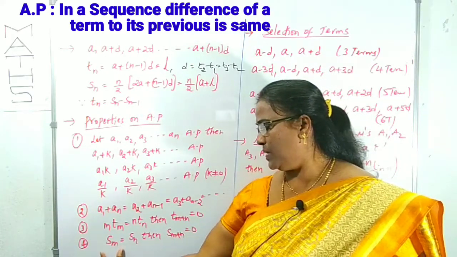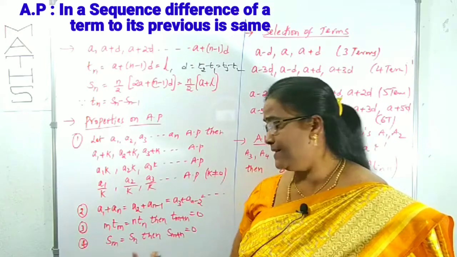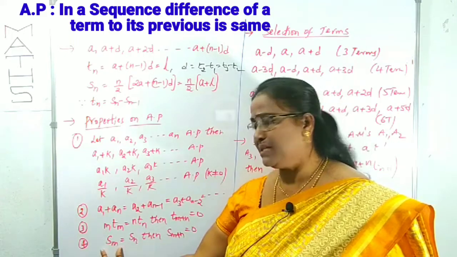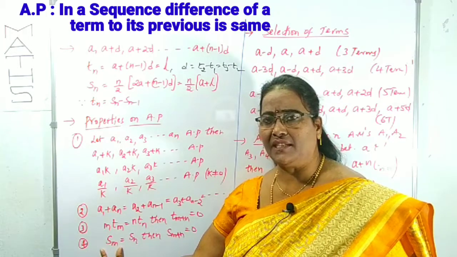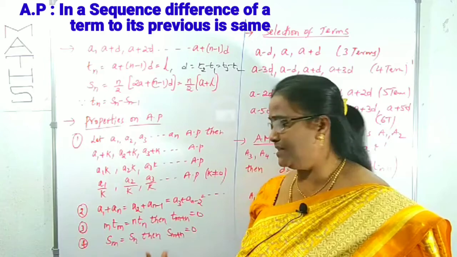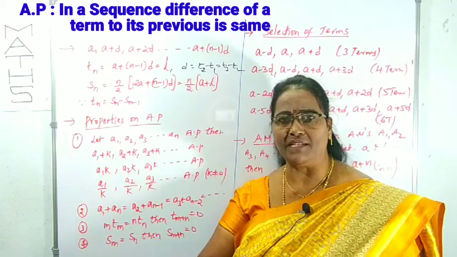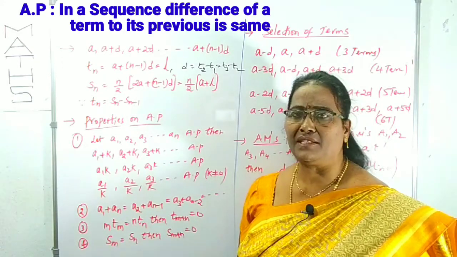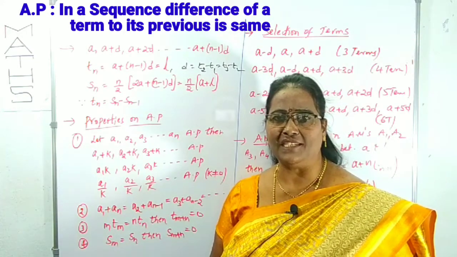Similarly, what if Sm is the same as Sn? Sm means the sum of m terms of the series is the same as the sum of n terms, then the sum of m plus n terms, Sm plus n, will be 0, right? Without calculating, if you know these tips and take some questions, you can get them easily.